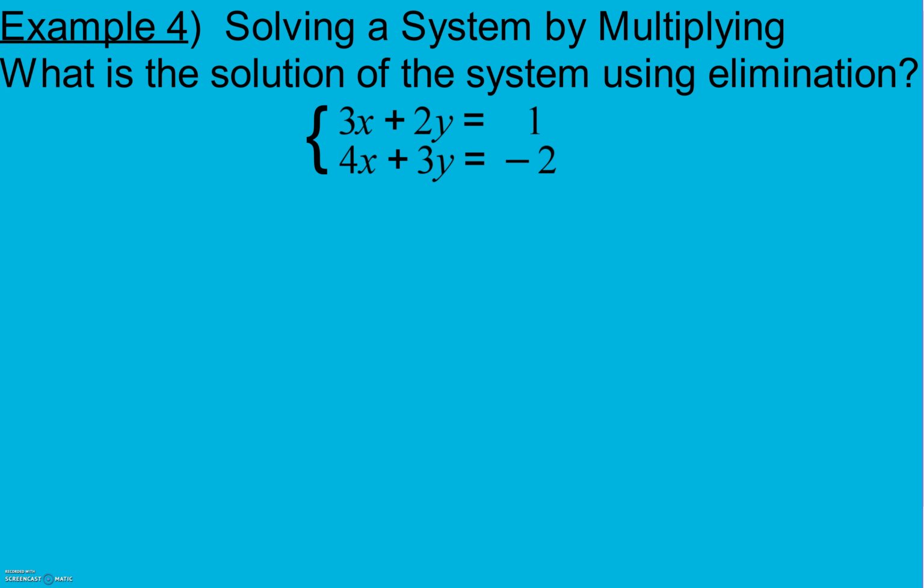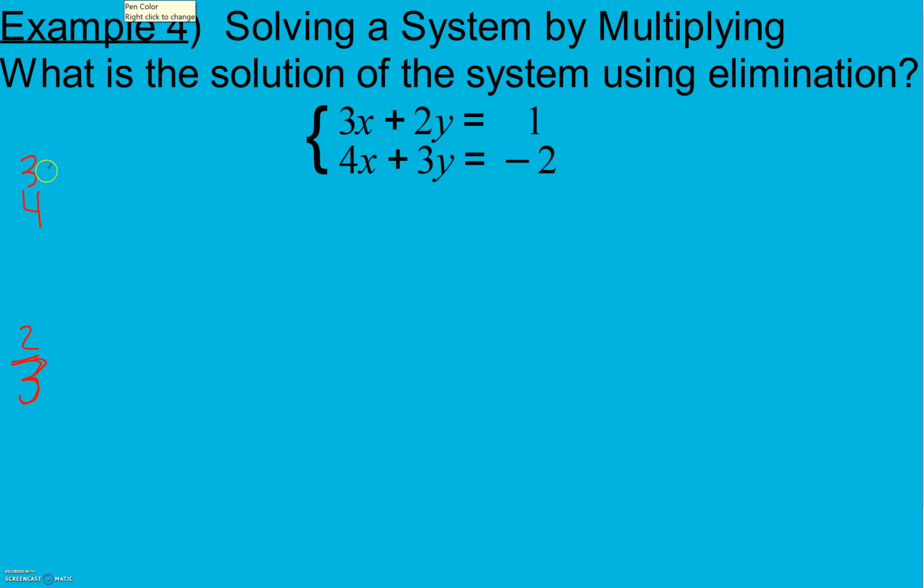Example 4 here, solving a system by multiplying. If we look here, I have a 3 and a 4 for my x's, and a 2 and a 3 for my y's. I can't get from 3 to 4 or 4 to 3 by multiplying by an integer, and I can't get from 2 to 3 or 3 to 2 by multiplying by an integer. So what we're going to have to do here, guys, is change them both.